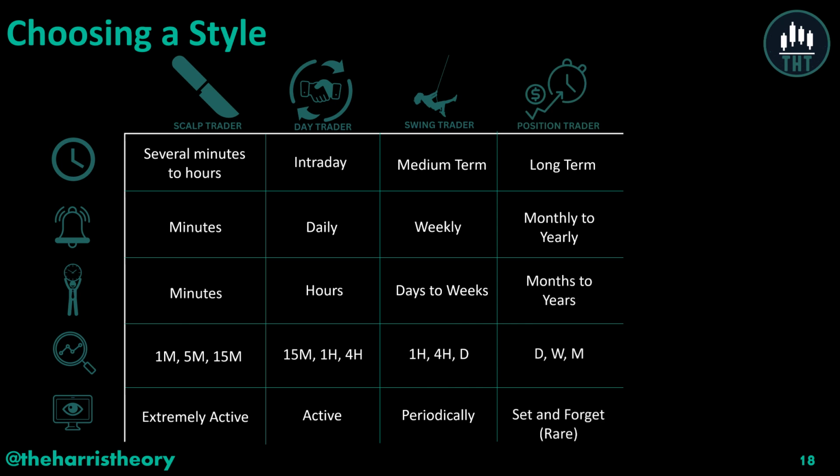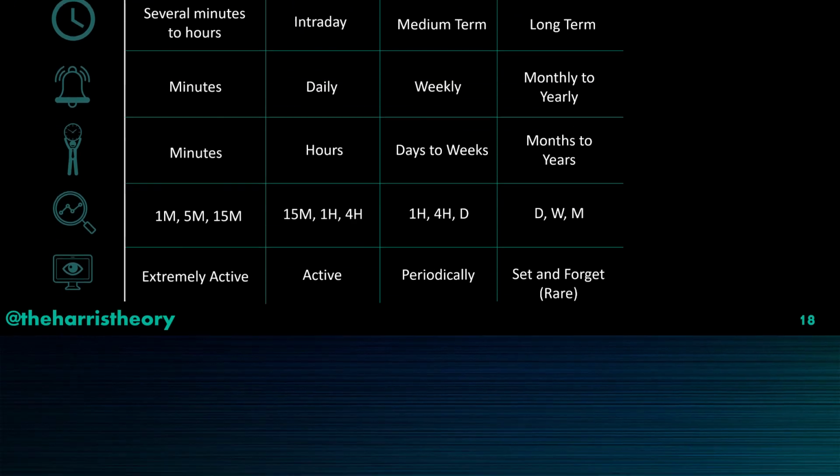And lastly, a position trader is a long-term style of holding. Your alerts for entry are possibly monthly to yearly. Your hold time could be months to years. You're going to be looking at the daily, weekly, and monthly charts. And the type of monitoring is really set and forget style trading, which basically means you're going to be rarely on the charts once you're in position because of the length of time you're holding.